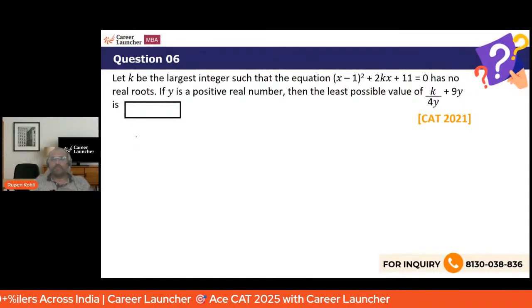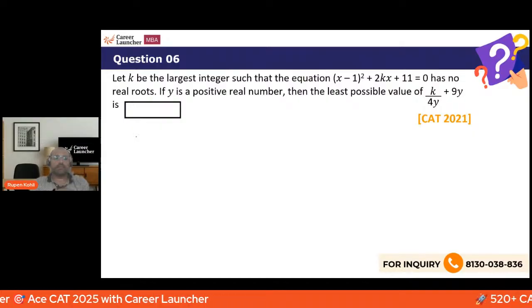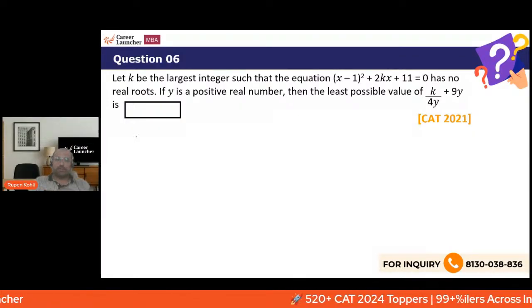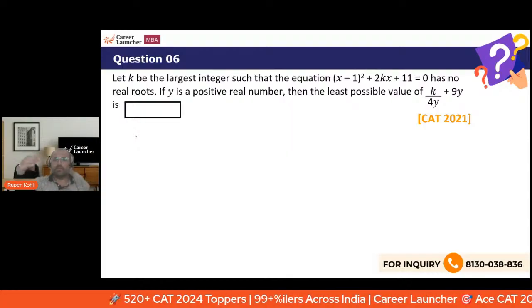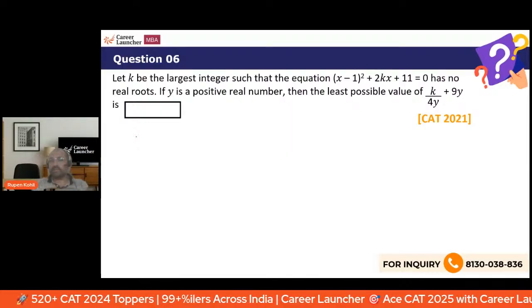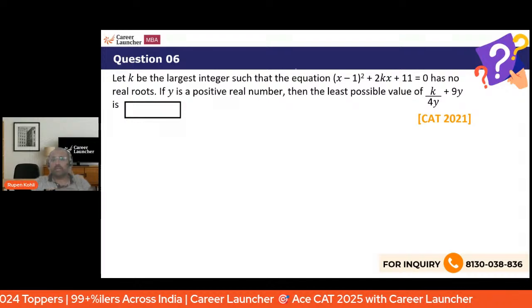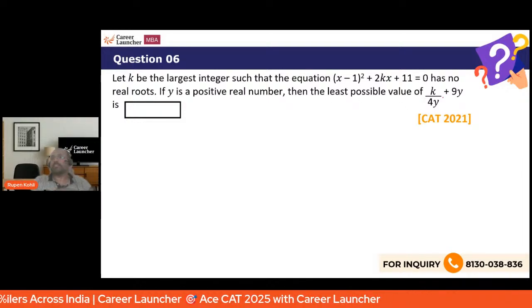Another one, another recent CAT problem, CAT 21. Let's see. Now, there's a mixed question with some mixed ideas. Some quadratic is also there, and then some optimization has to be done. Minimization has to be done, the least possibility of this expression.